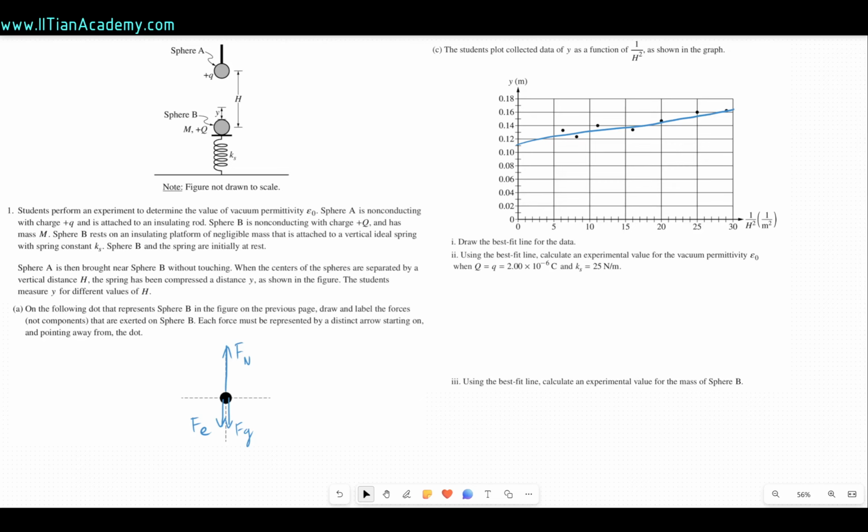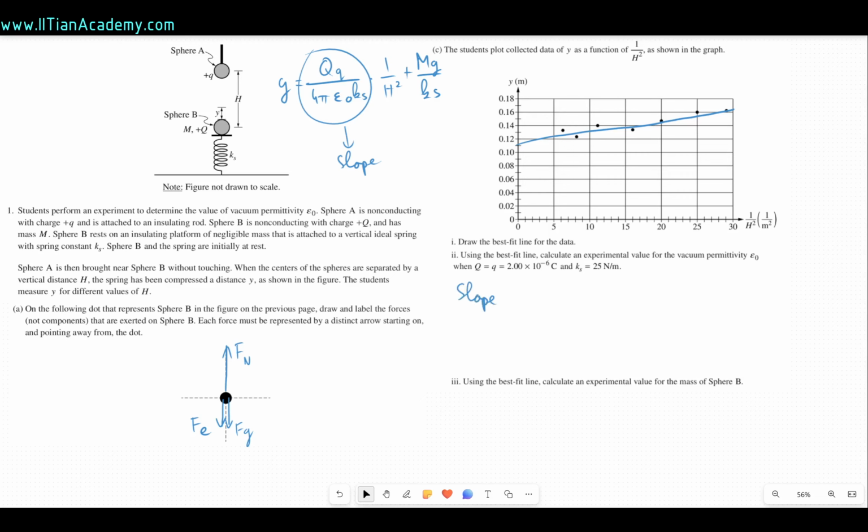And then what we need to do is use the line of best fit to determine an experimental value for the permittivity. So what we need to notice is that from the previous equation, which was y is equal to q over 4 pi ks multiplied with 1 over h squared plus mg over ks, we see that this is of the form y is equal to mx plus c. So this here is in fact the slope, as 1 over h squared is our x-axis, and this is our y-axis.